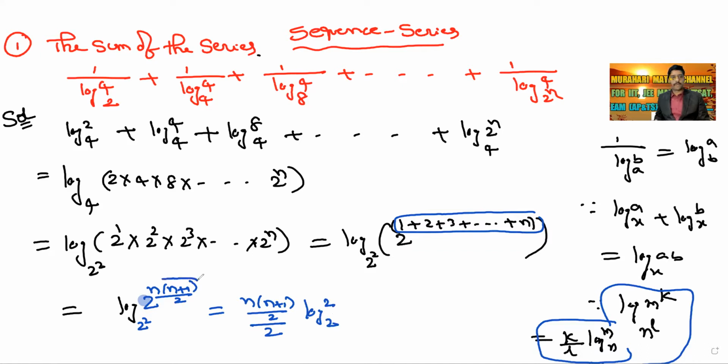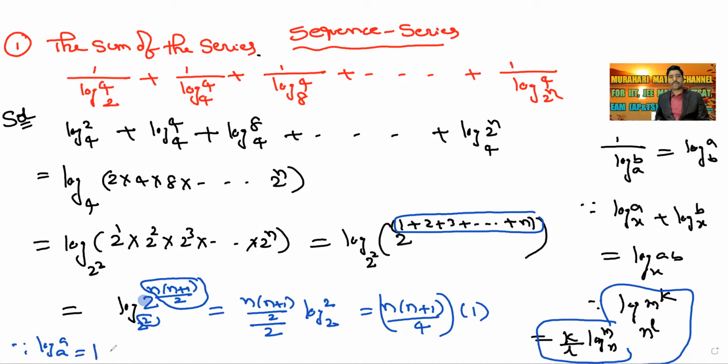Here k is n into n plus 1 by 2 and l is 2, so k by l into log 2 base 2. Log 2 base 2 has value 1. So it will be n into n plus 1 by 2 by 2, that is by 4, into log 2 base 2. We have log a base a equal to 1, because log a base a is nothing but log a by log a, which cancels. So log 2 base 2 value is 1. So it will be n into n plus 1 by 4. This is the answer.